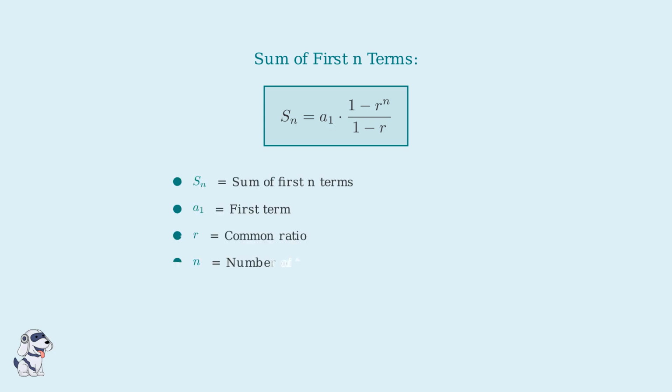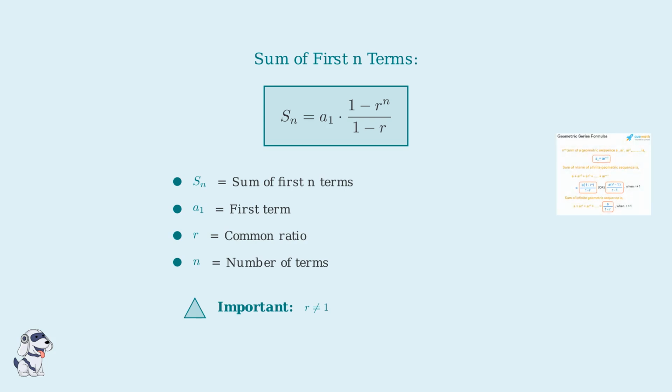Let's break down each component of this formula. S sub n represents the sum of the first n terms. A sub 1 is the first term of the sequence. There's an important restriction. This formula only works when r is not equal to 1. When r equals 1, all terms are the same, and we use a different approach.